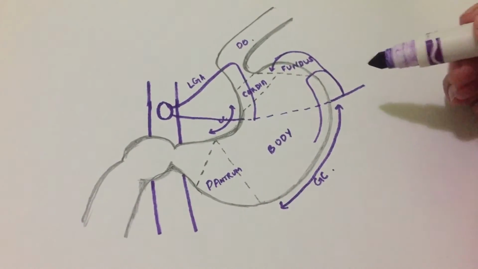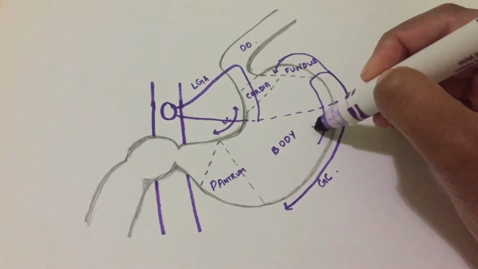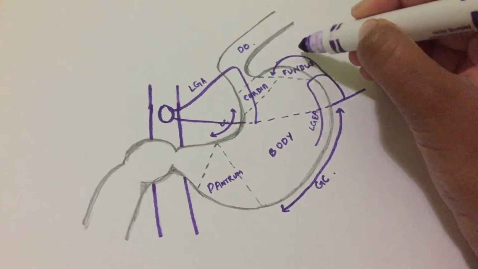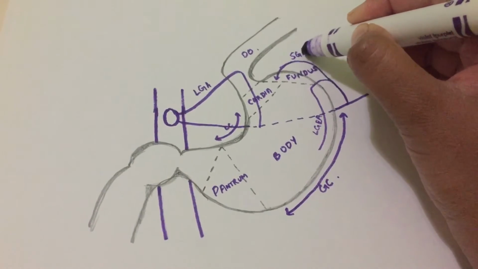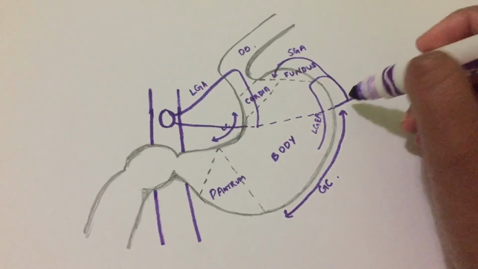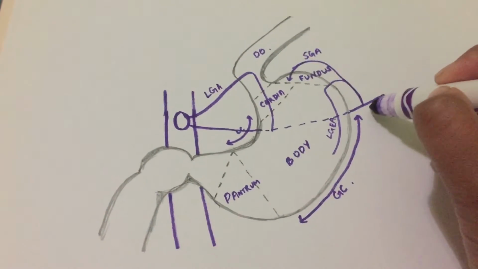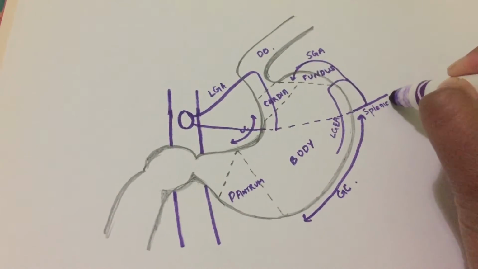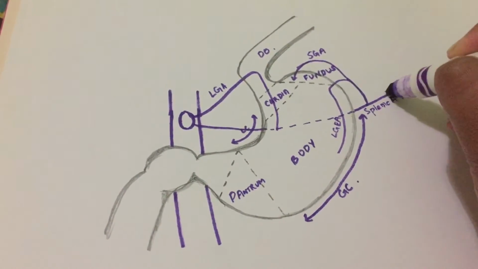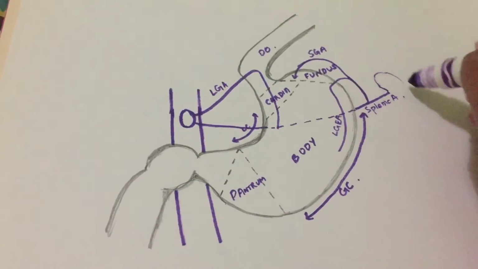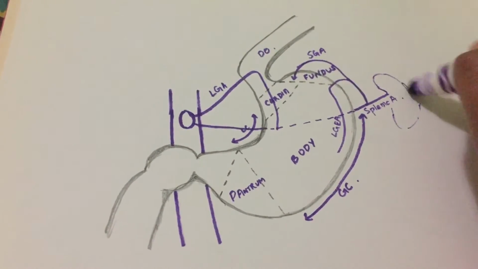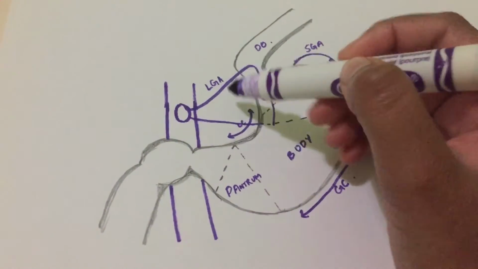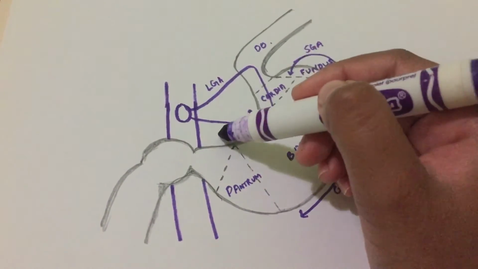and this is the left gastroepiploic artery. This is the short gastric artery. And this is the splenic artery. It supplies the spleen. Okay, now this is one of the branches. This is the second branch.